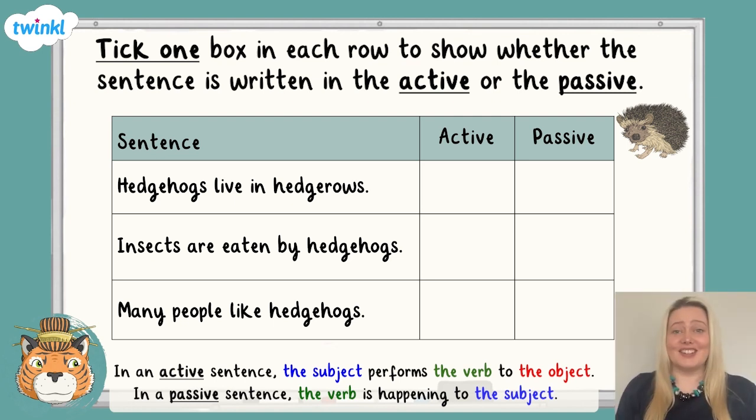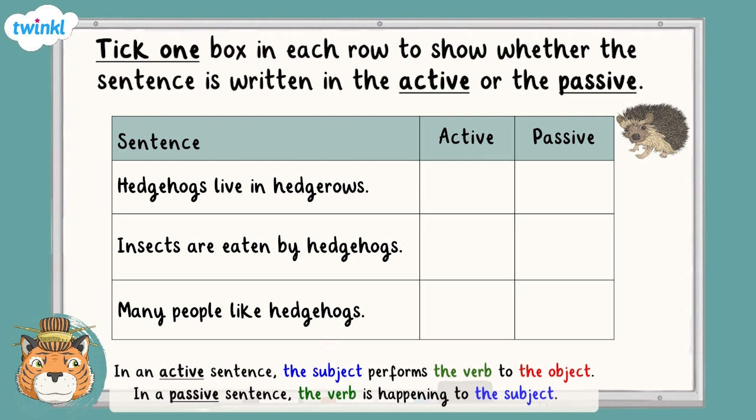Do you have an answer? Great. There are 2 active sentences and 1 passive sentence in this question. In the active sentences, the subject is doing the verb. This means that sentences 1 and 3 are active. Sentence 2 is passive because the eating is happening to the insects. This sentence also ends in a prepositional phrase. Well done if you got that one right.